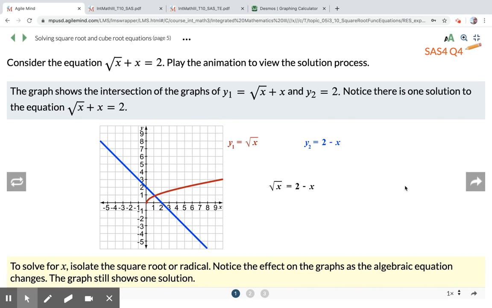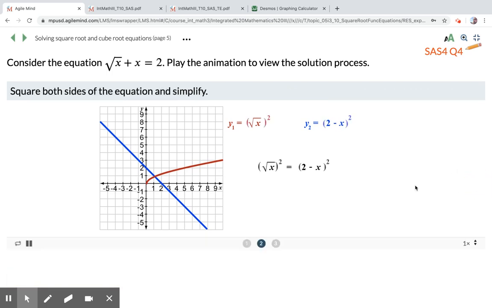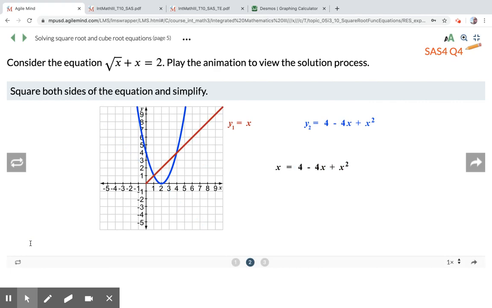But remember how I said you got to be careful? You got to be careful. The second graph on your paper happens if I get rid of my square root by squaring both sides. So I'm going to go ahead and square both sides. So that becomes an x. And if I square the right side, that becomes 2 minus x times 2 minus x, which if I multiply it together, gives me 4 minus 4x plus x squared.